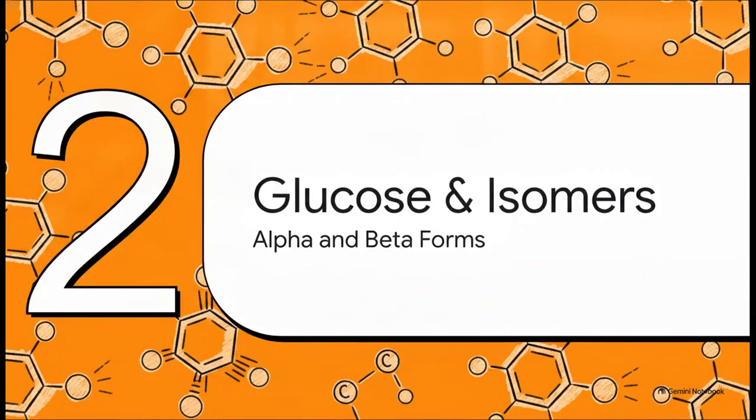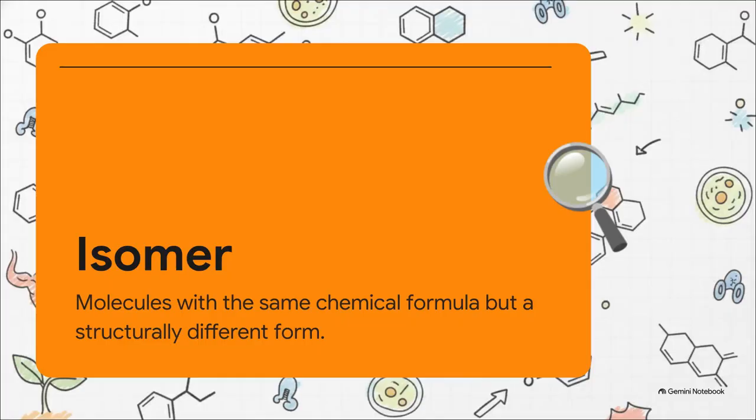Moving right along to part two, glucose and its isomers. Let's meet the most famous monomer of them all, glucose. It's a 6-carbon sugar, but glucose hides a pretty fascinating secret. It exists as an isomer. Now, what does that mean?